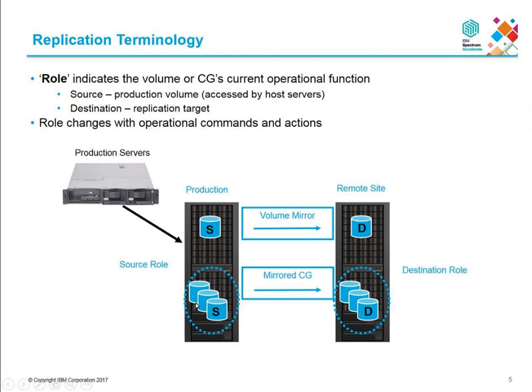So there's source, which is typically production. There's destination, which is typically the remote site. Sometimes I'll use primary and secondary. That is synonymous with primary as the source and secondary as the destination. Sometimes I use source and target, but I'll try to stick with primary and subordinate or source and destination for clarity purposes.